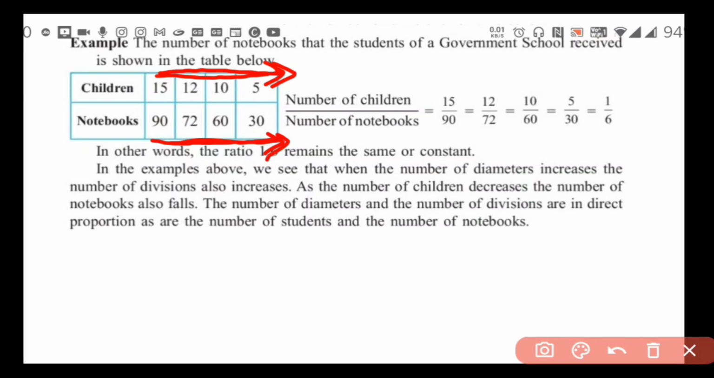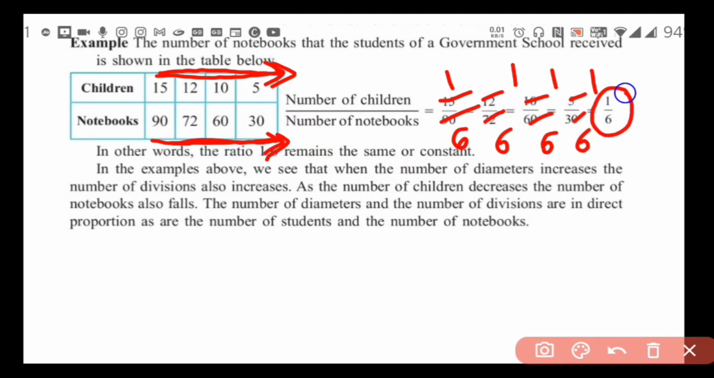See, number of children upon number of notebooks. The first ratio is 15 upon 90. If you cancel it, what will you get? 15 ones are 15 and 15 sixes are 90. Then the second ratio is 12 upon 72. Again let us cancel the ratio. 12 ones are 12, 12 sixes are 72. Now the third ratio, number of children is 10 and number of notebooks is 60. Let us cancel it. 10 ones are 10, 10 sixes are 60. Then it becomes 5 children and 30 notebooks. So 5 ones are 5 and 5 sixes are 30.